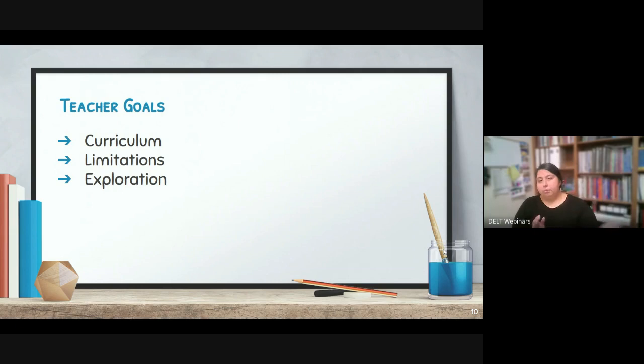And everyone has limits. Nobody has limitless options. We always have some sort of limitations, but you can always explore and figure out how you can overcome those and build a curriculum and build material that is going to best help your students.